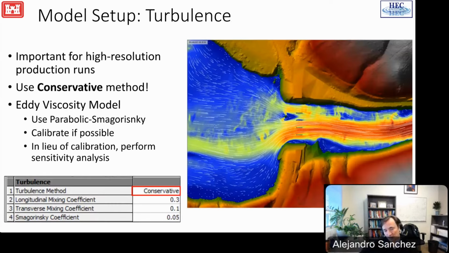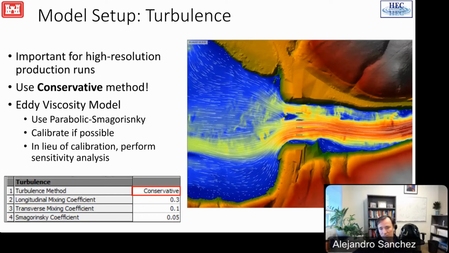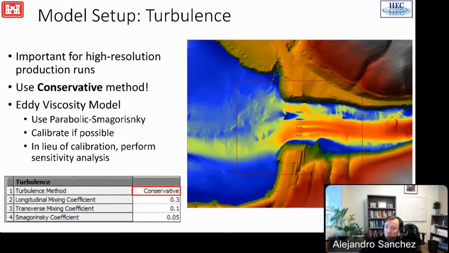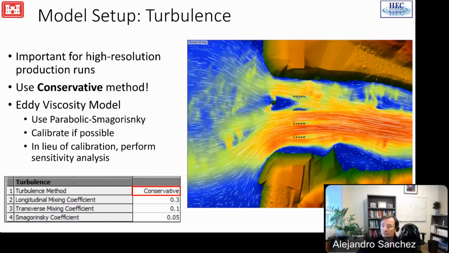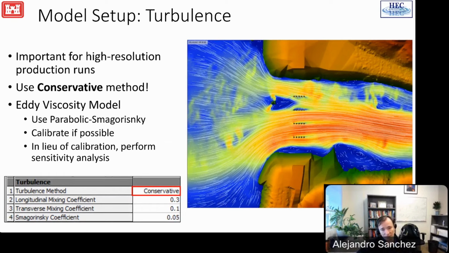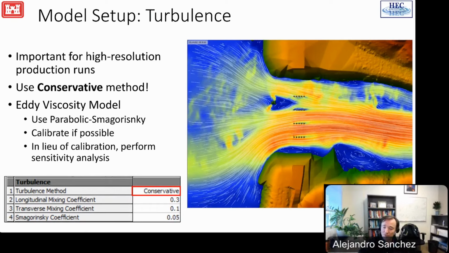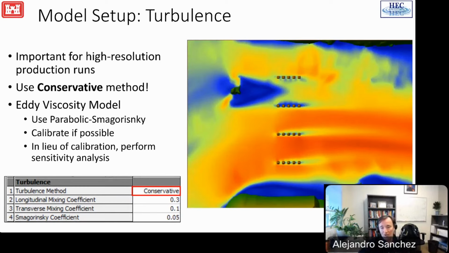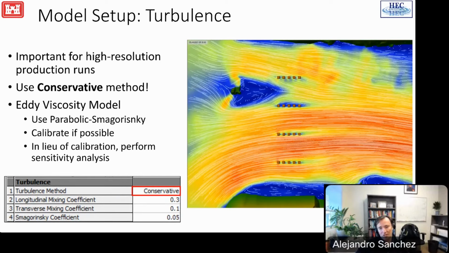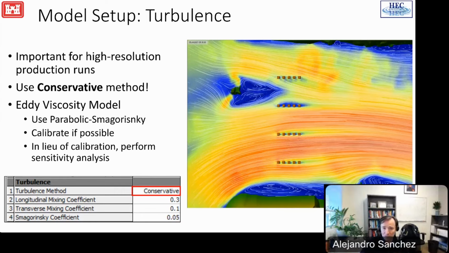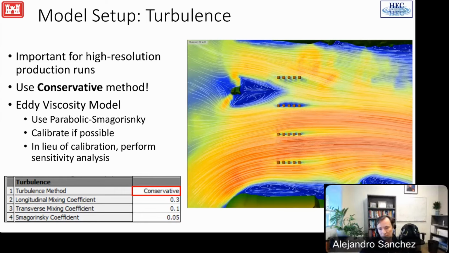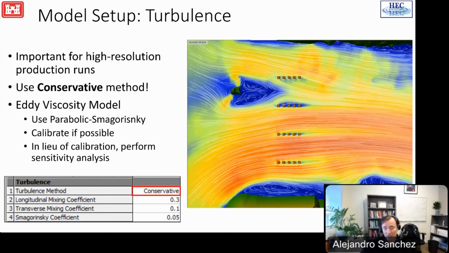So turbulence also, if you're doing preliminary runs, you don't need to turn it on, but as you start refining your model and start getting to a point where you're happy with it, turn it on. And I recommend the conservative approach for this. And actually, if you're using the EM solver, it's the only option, so you don't get to choose. And turbulence coefficients, especially if you have a lot of resolution in the model, it's important to at least do some sensitivity on the eddy viscosity parameters, or if you have data, calibrate. But if you don't have data, then do sensitivity analysis.